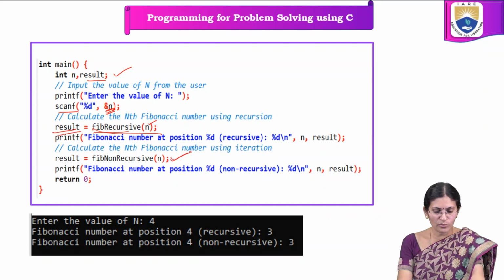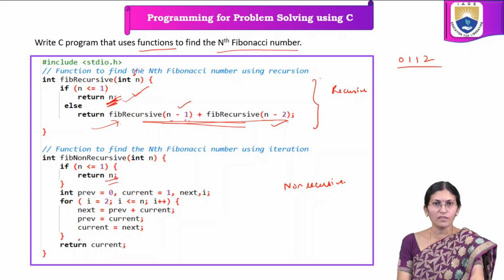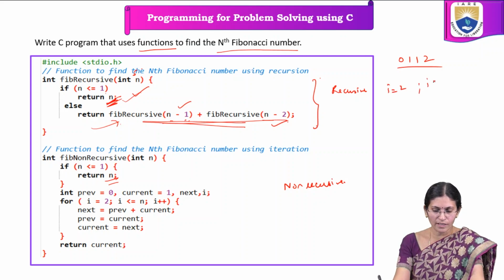Next approach is by using the non-recursive approach. In the non-recursive approach, this is the function definition which we have used here. Here also we have written an if condition: if n is less than or equal to 1, return 1. Else we have used a for loop here, in which i starts from 2: i is equal to 2, i less than or equal to n, and then i plus plus.